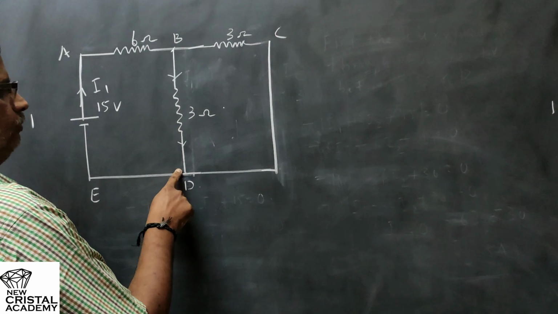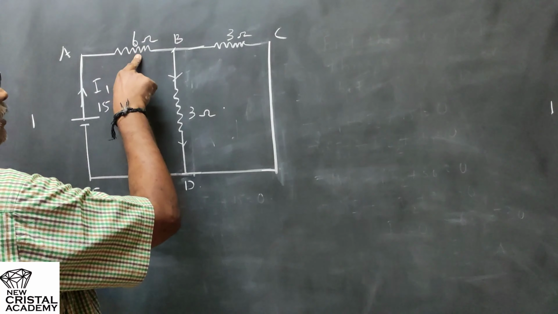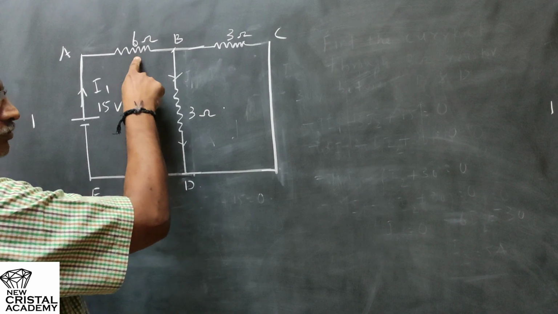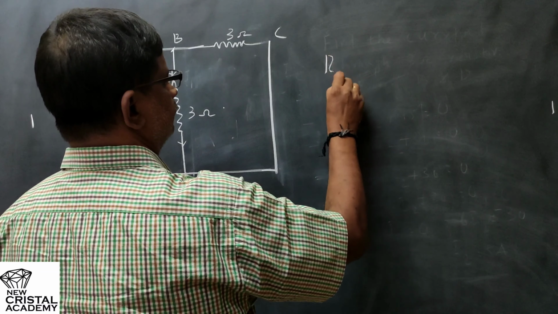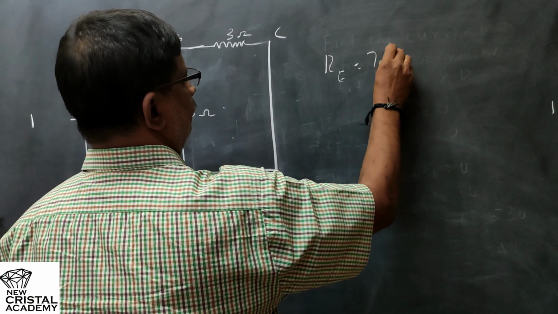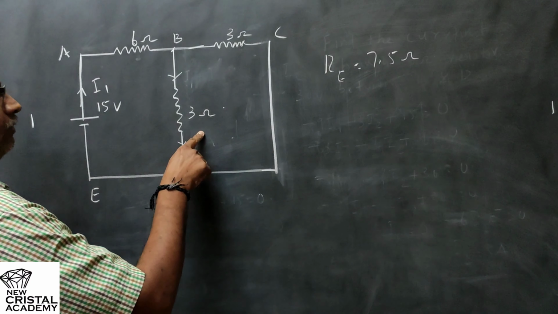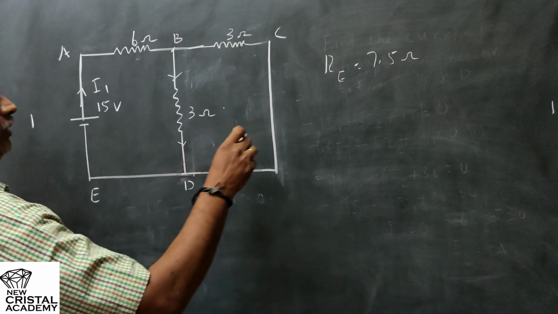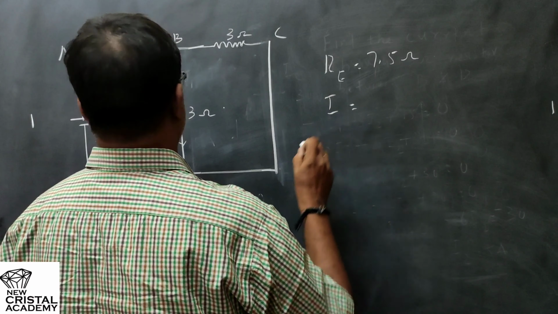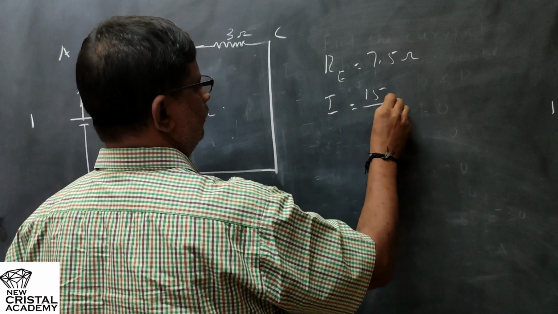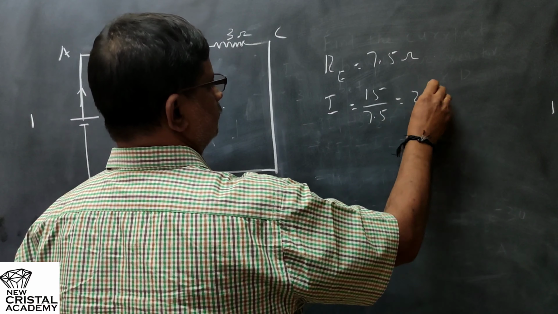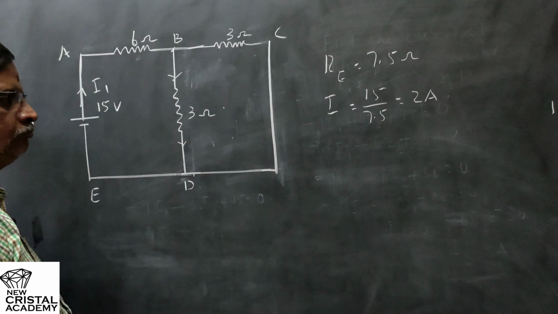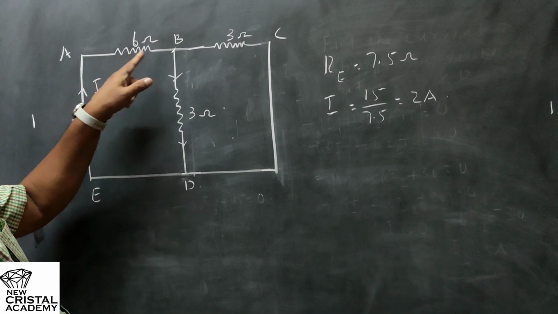Their equivalent resistance will be 1.5 ohm, and that 1.5 ohm is in series with the 6 ohm. So the equivalent resistance of the circuit will be 7.5 ohm: 3 parallel 3 is 1.5, plus 6 is 7.5. Then the current sent by the 15 volt cell will be 15 by 7.5, which is 2 ampere. So the current sent by this cell is 2 ampere.